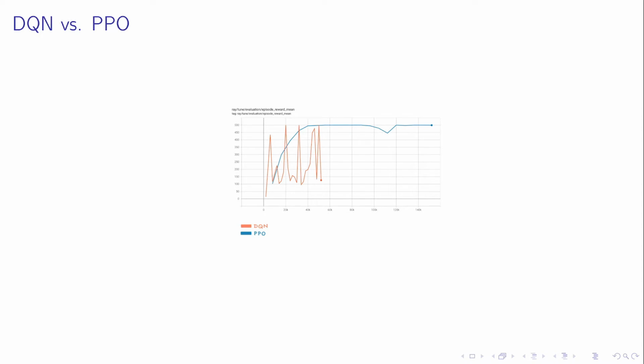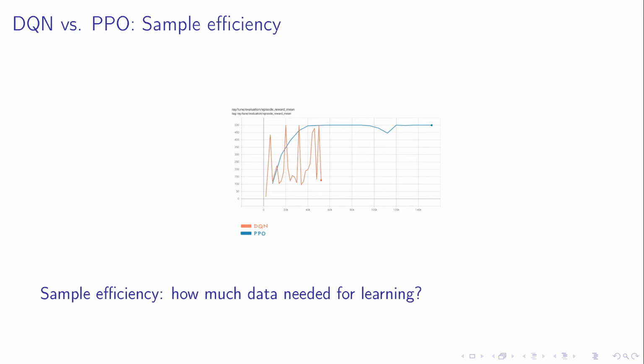We will first look at a learning metric called sample efficiency. And this gives us an indication of how much data the algorithm needs to learn. And this can be measured by looking at how many environment steps it took to reach a fixed level of performance. Let's choose this fixed level of performance to be the peak performance, which is a total reward of 500 per episode.